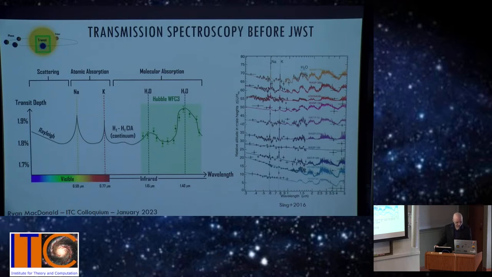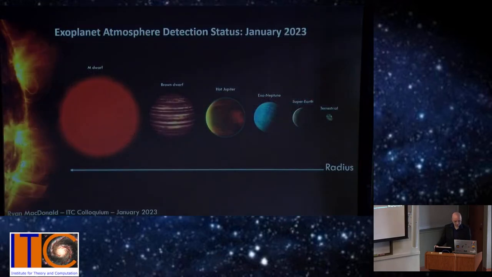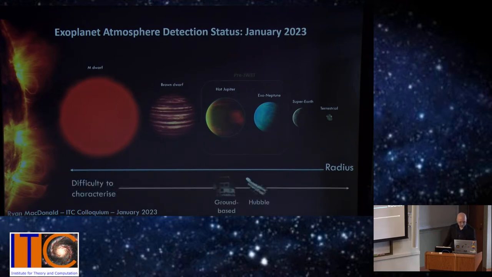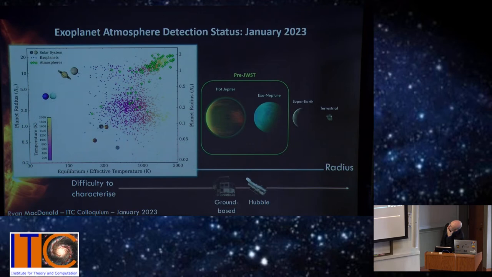So in terms of where we are at the moment, if we consider planets as a continuum ranging all the way down from low-mass stars down to terrestrial planets, before the launch of JWST, this has been the parameter space that we've been probing primarily with ground-based telescopes and the Hubble Space Telescope. So what I'm summarizing here on the left, these green crosses are every planet in temperature and radius space for which we have a detection of at least one molecular species in the atmosphere.